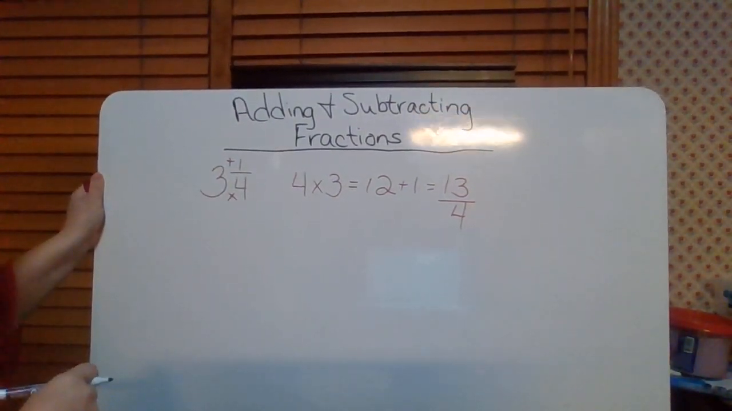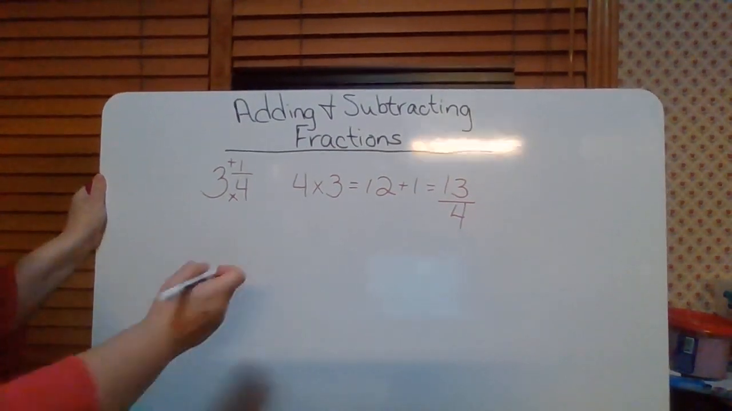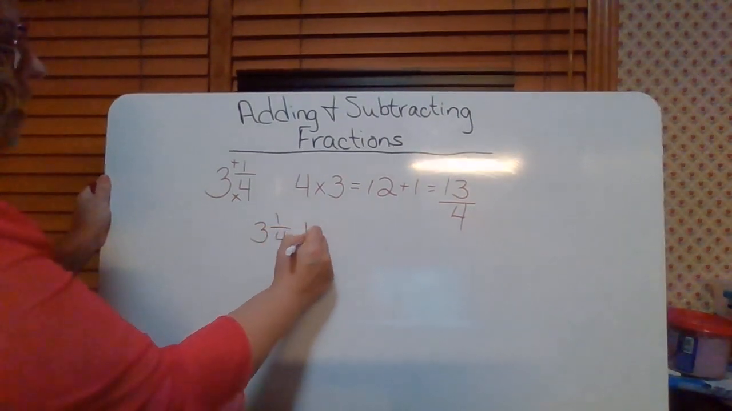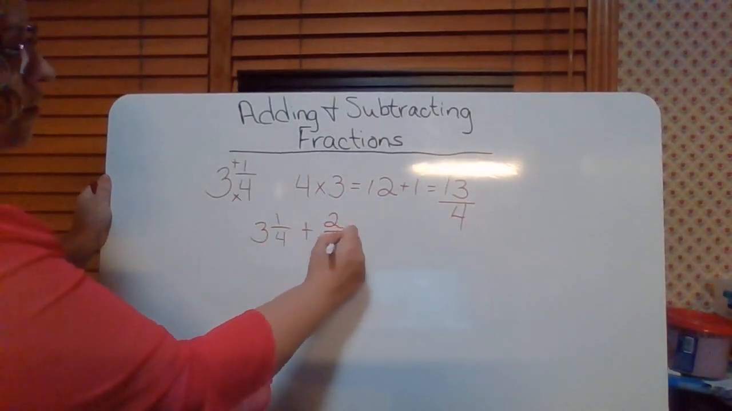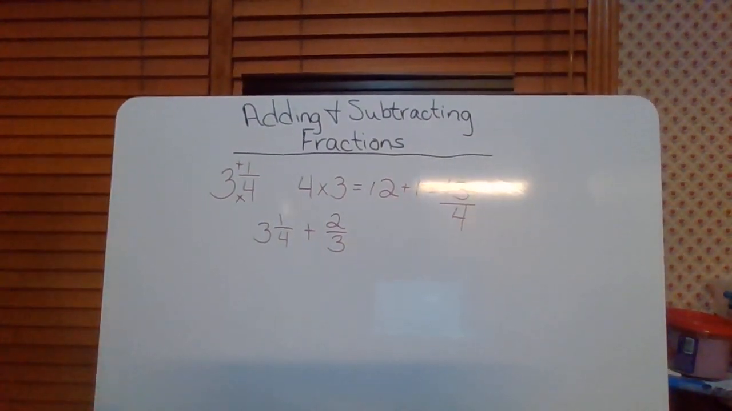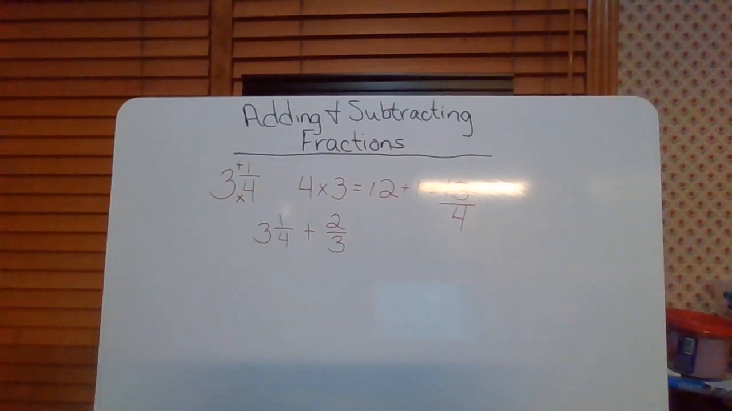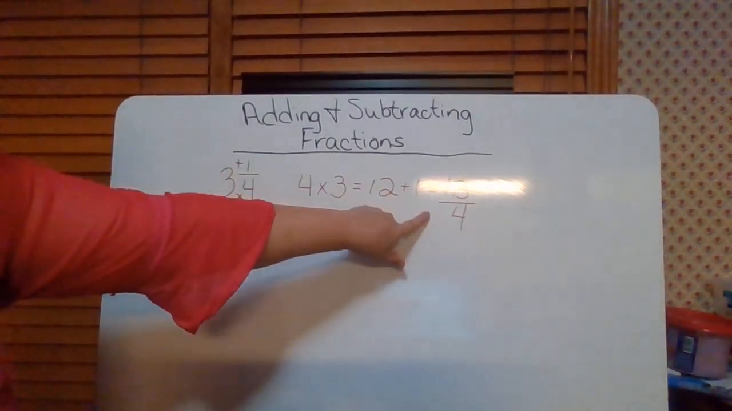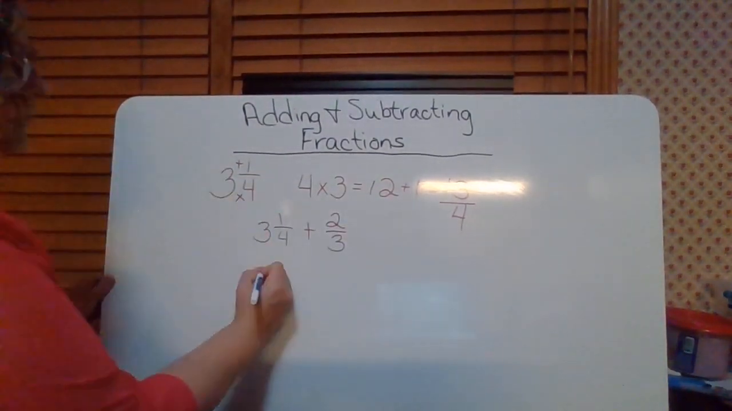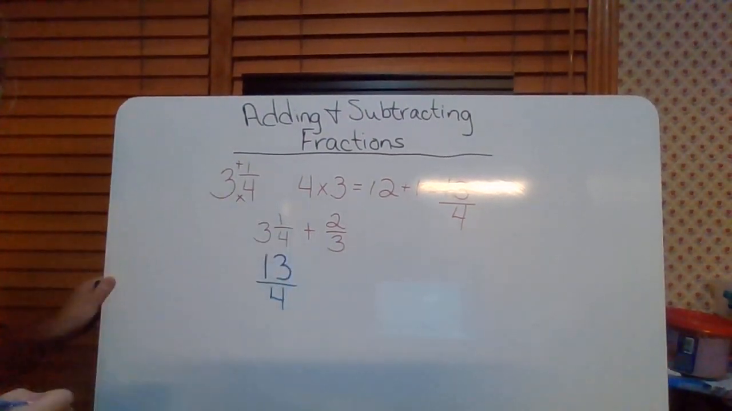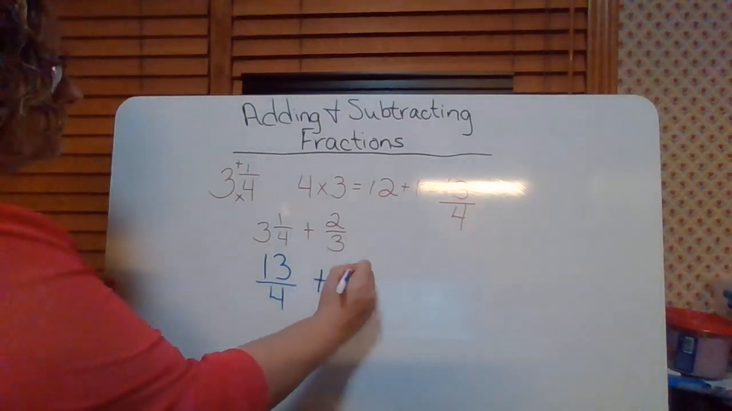So let's say that your problem is this. Let's say that we have 3 1/4 plus 2/3. Okay, so that's my problem. 3 1/4 plus 2/3. Okay, we've already changed the mixed number to an improper fraction. So that's 13 over 4. So this is 13 over 4 plus 2/3.